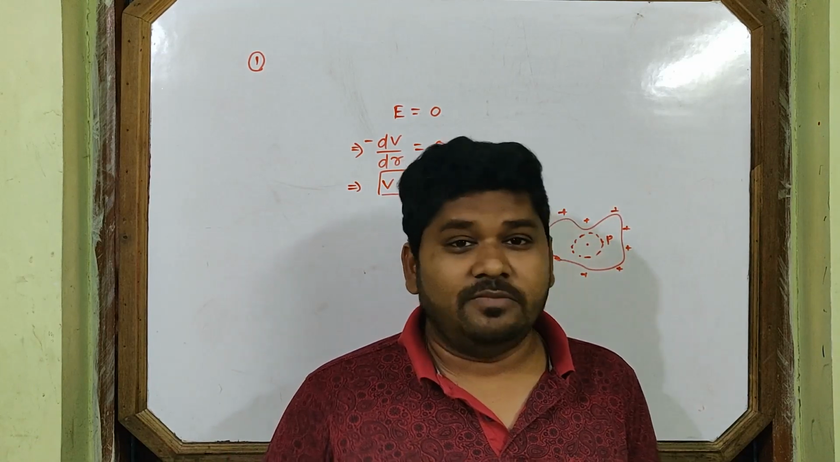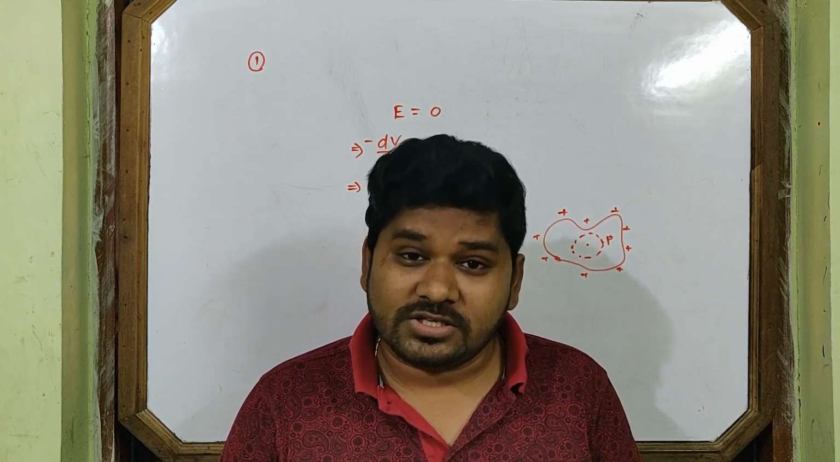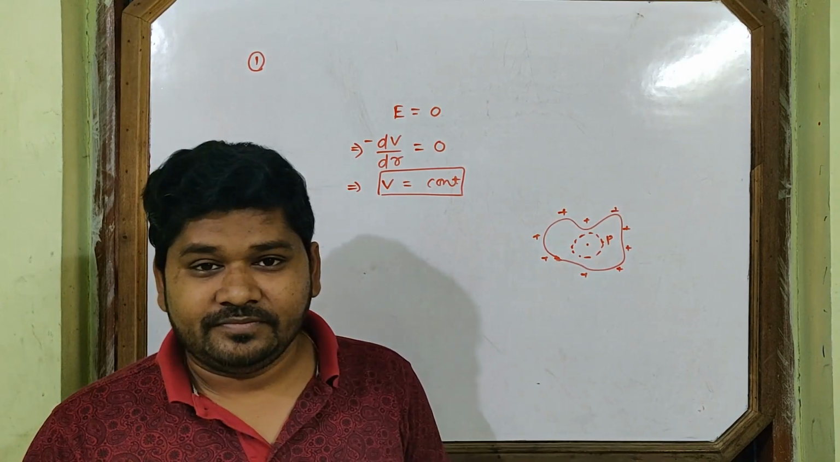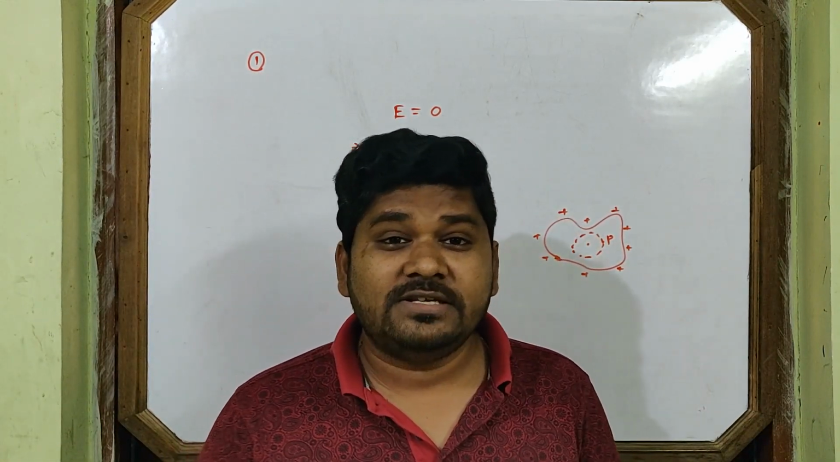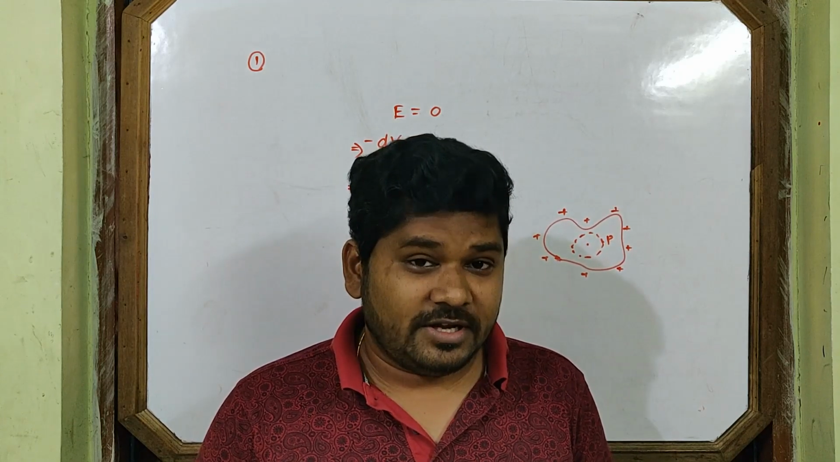So throughout the volume of the conductor, meaning on and inside the conductor, potential is constant. Okay, in this way you can prove it. And the surface of the conductor behaves like one equipotential surface. I have told you this also earlier in one video.